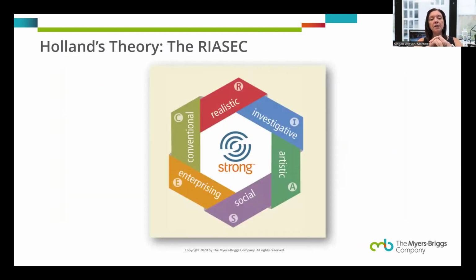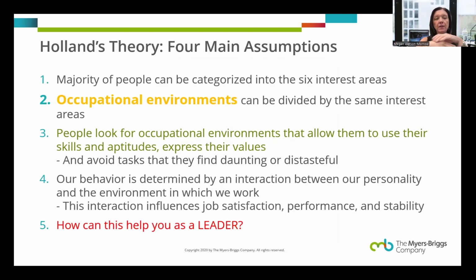So the Strong is going to look at only 6 different categories that it's going to put you in. It's going to start with realistic, investigative, artistic, social, enterprising, and conventional.